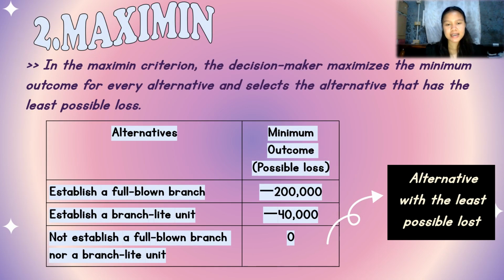The second criteria is the maximin. In the maximin criterion, the decision maker maximizes the minimum outcome for every alternative and selects the alternative that has the least possible loss. The decision maker in this case adopts the pessimistic approach. So dito, yung decision maker nagiging pessimistic.